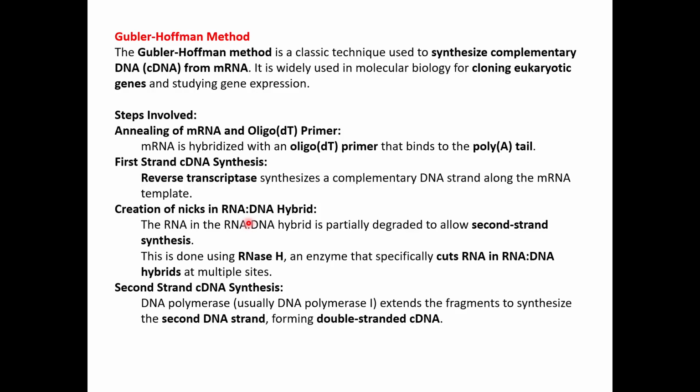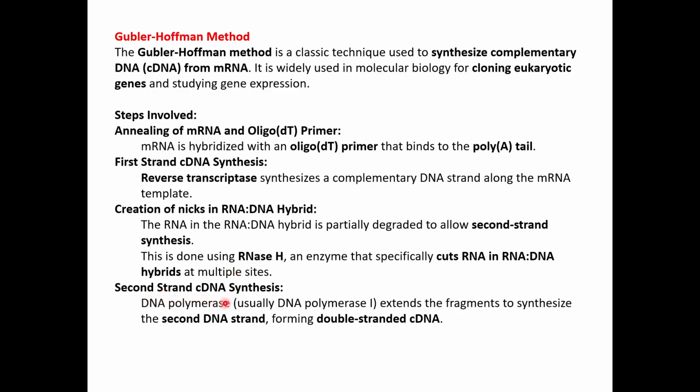Then comes the creation of nicks in the RNA DNA hybrid. Once the cDNA is synthesized, it will be complementary to the RNA, so it is in a DNA RNA hybrid now. We need only the DNA, so we have to break apart the hybrid. The RNA in the RNA DNA hybrid is partially degraded to allow second strand synthesis. This is done using RNase H enzyme, which cleaves the RNA and leaves the DNA strand alone for second strand synthesis. It is an enzyme that specifically cuts the RNA in RNA DNA hybrids at multiple sites.